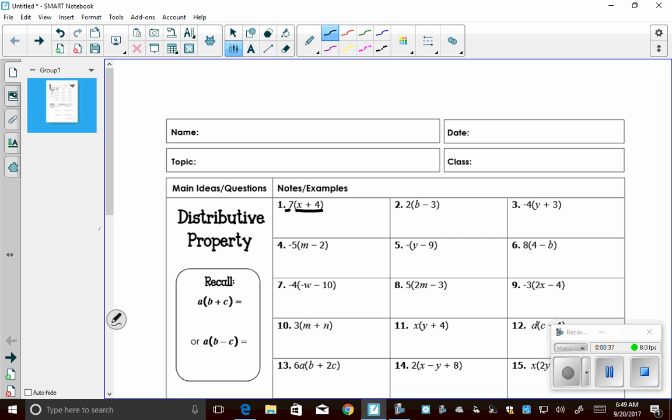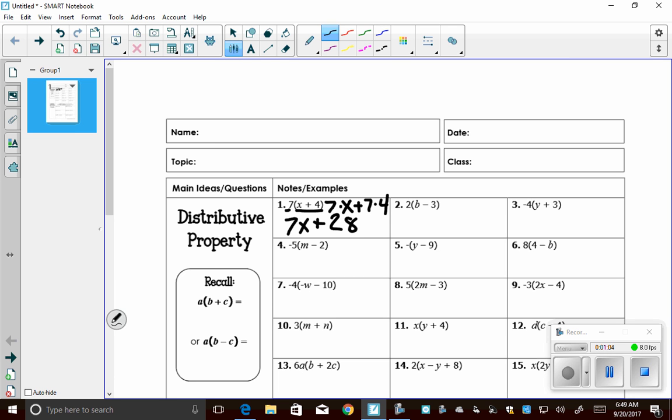So I'm going to do 7 times x plus 7 times 4. When I do 7 times x, I get 7x, plus 7 times 4, which is 28. So my final answer is going to be 7x plus 28.